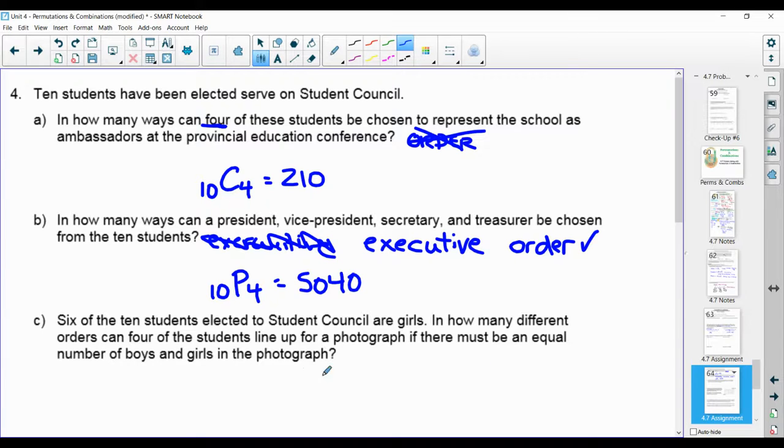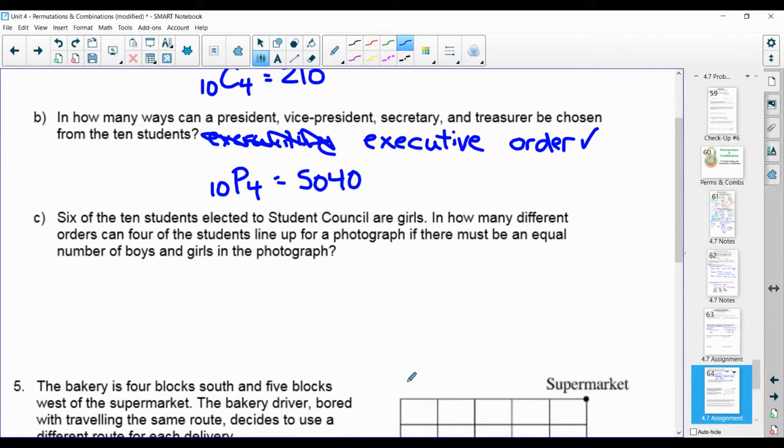5,040. Now the last question here says 6 of the 10 students elected to student council are girls. In how many different orders can 4 of the students line up for a photograph if there must be an equal number of boys and girls in the photograph? So this is a question where we need to select and then arrange. So we need to get our committee first and then we need to take our photograph.